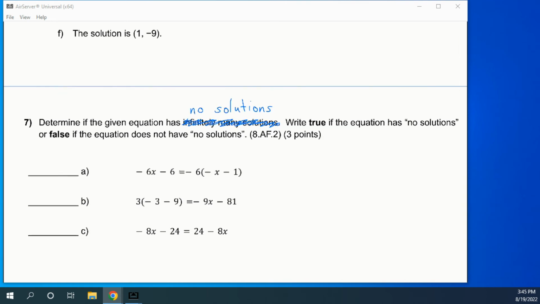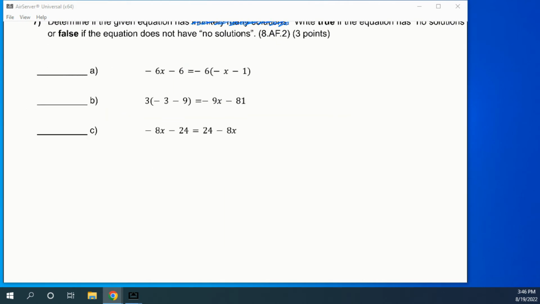So it says write true if the equation has no solutions, or false if the equation does not have no solutions. Because that wordiness is terrible, it makes me cringe. What you are trying to find is the equations that when you simplify them will give you no solution. Okay, that's what we're trying to find. So I'm going to do my work down here. It's not going to take a ton of work, but it is going to take some work.